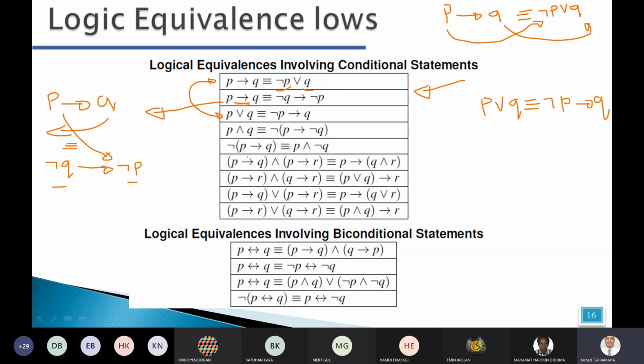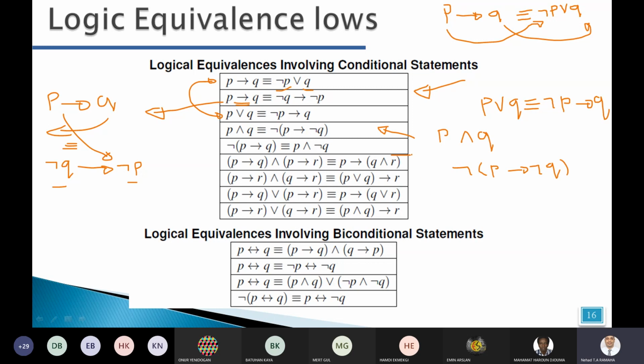Okay, we have another law here. It mentions that P and Q is logically equivalent to not P implies not Q. And we have more laws, okay?